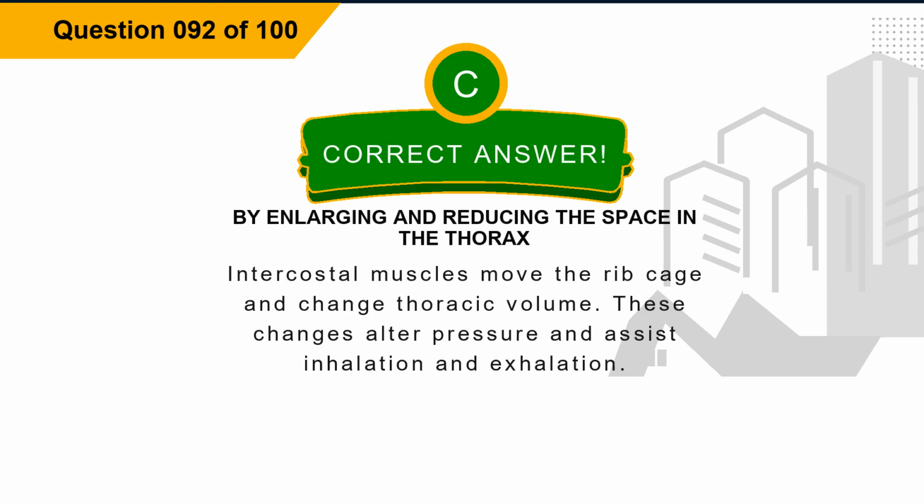The correct answer is option C. By enlarging and reducing the space in the thorax. Explanation: intercostal muscles move the rib cage and change thoracic volume. These changes alter pressure and assist inhalation and exhalation.